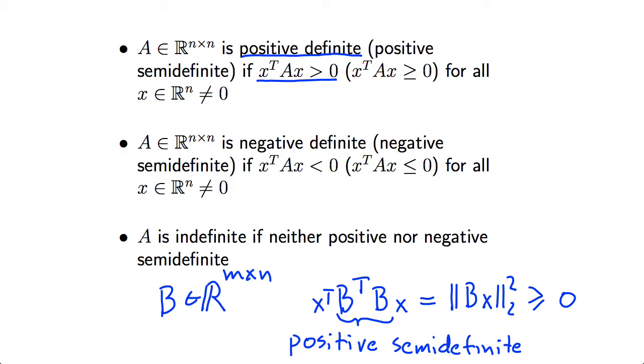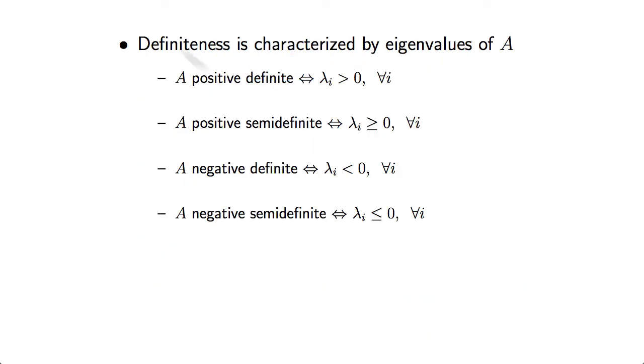Now it turns out we can characterize definiteness of a matrix by its eigenvalues. This is another very useful property of eigenvalues. In particular, A being positive definite is equivalent to all the eigenvalues of A being strictly greater than 0. Similarly, positive semi-definite says they're all greater than or equal to 0. Negative definite says they're all strictly less than 0. And negative semi-definite says they're all less than or equal to 0. This is a very easy property to show.